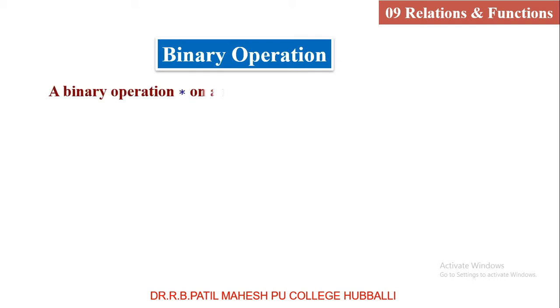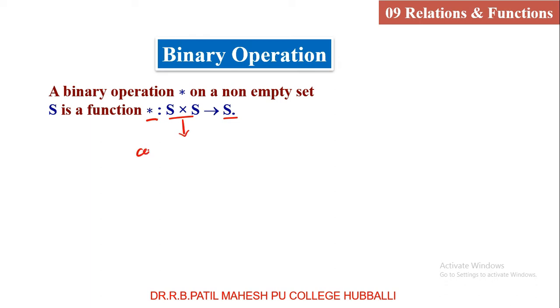A binary operation star on a non-empty set S is a function star from S cross S to S. A binary operation star on a non-empty set is a function. We denote binary operation by star from S cross S to S. Then what is this S cross S? It is a Cartesian product. Hope you remember. It is a Cartesian product of S and itself.